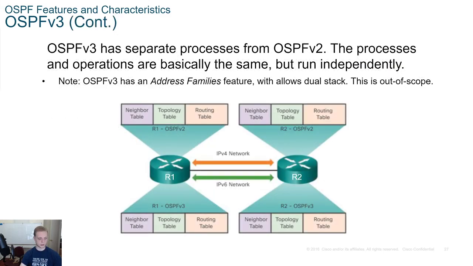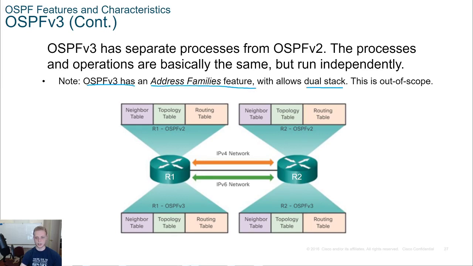So we can run them separately, although they want you to know that OSPFv3 has an address families feature, which allows you to run dual stack. That means you can run IPv4 and IPv6 at the same time. But usually we would like to have them separate. That way, if one of them crashes, the other one is still good.